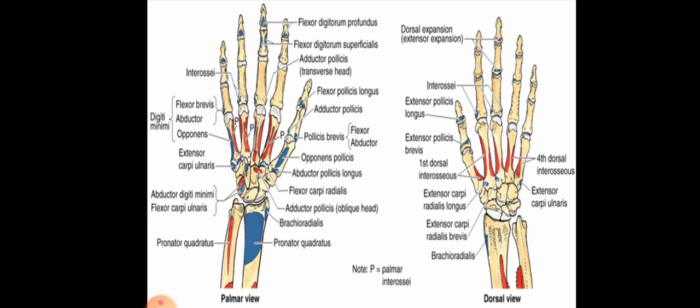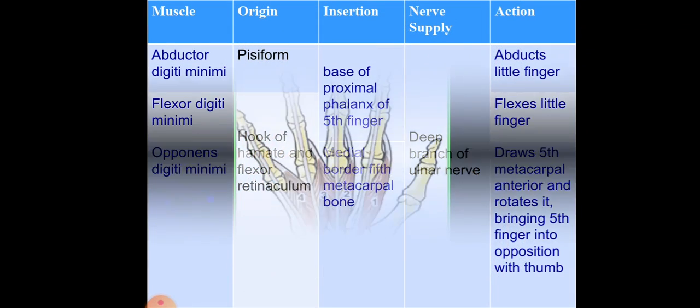The action from their name. Abductor digiti minimi abducts the little finger. Flexor digiti minimi flexes the little finger. Opponens digiti minimi is responsible for opposition.